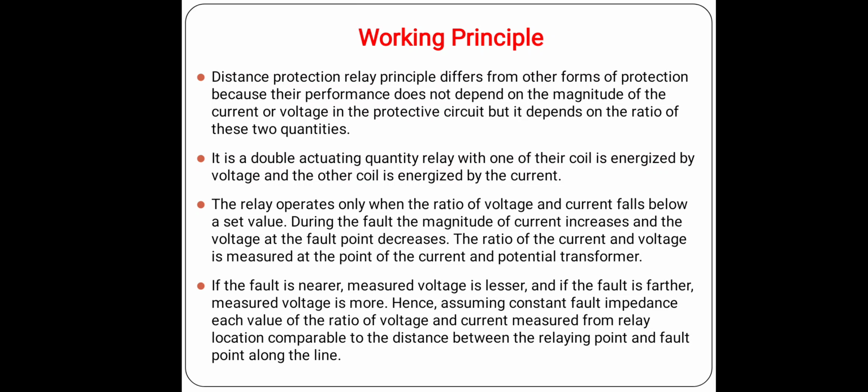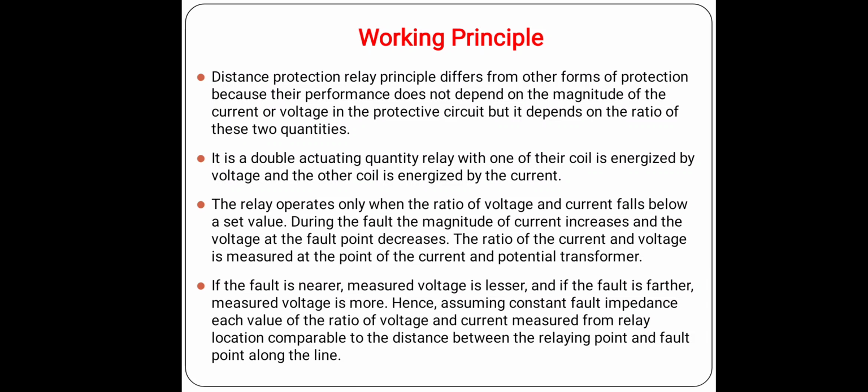Distance relays are actually double actuating quantity relays, with one coil energized by voltage and the other coil energized by current. The current element produces a positive or pickup torque, while the voltage element produces a negative or reset torque. The relay operates only when the V upon I ratio, that means impedance, falls below a predetermined value, or below the set value of impedance. When a fault occurs on the transmission line, the fault current increases and the voltage at the fault point decreases.